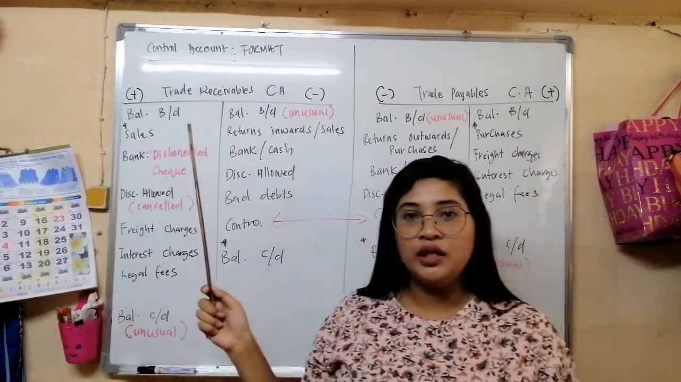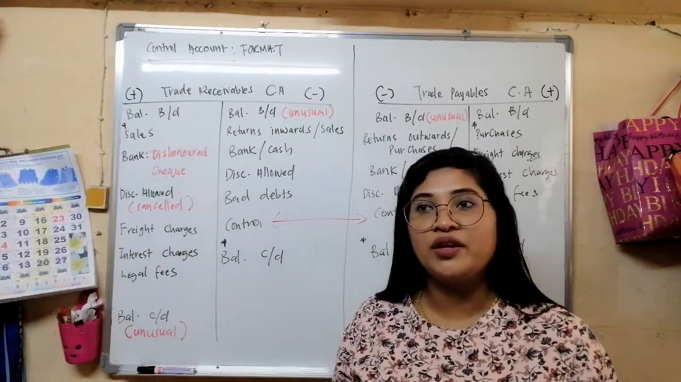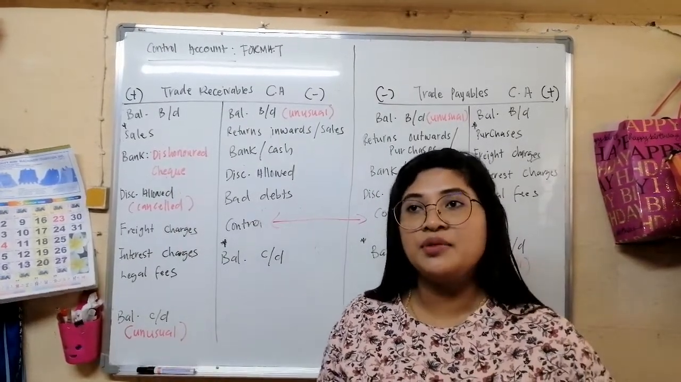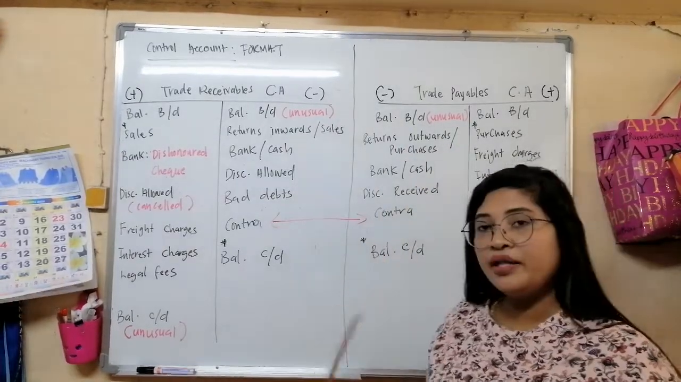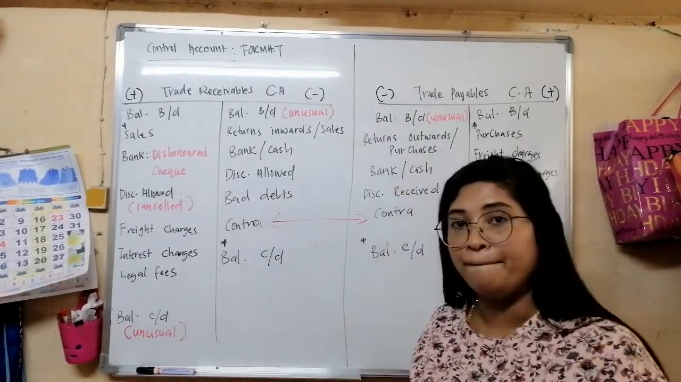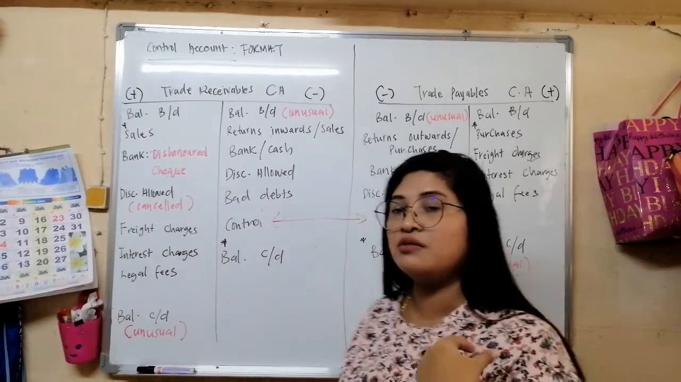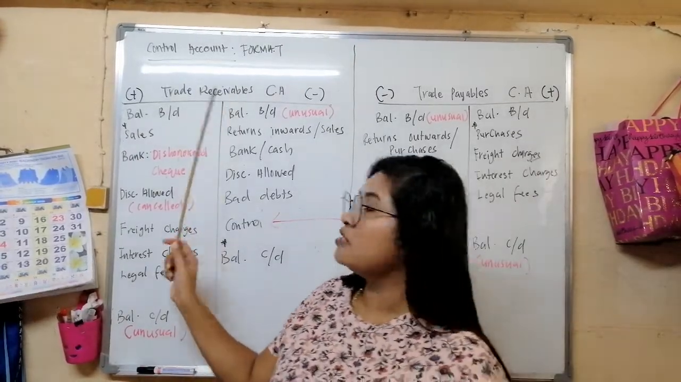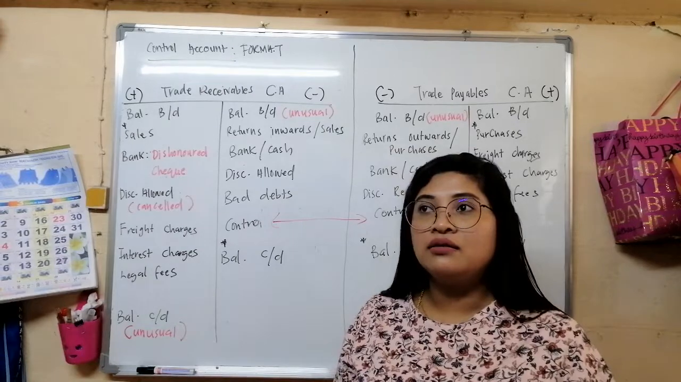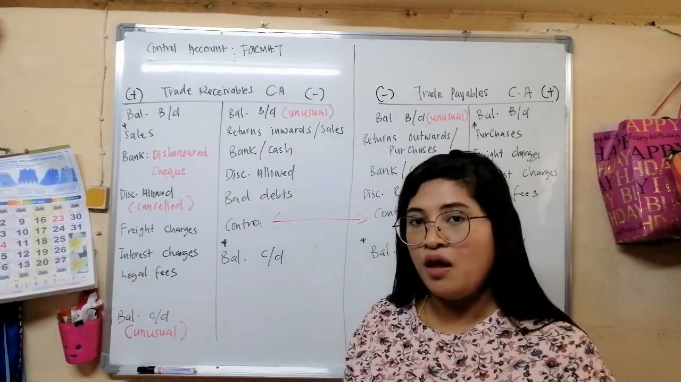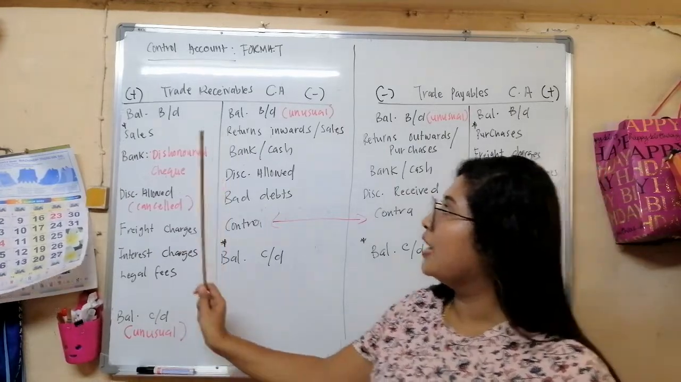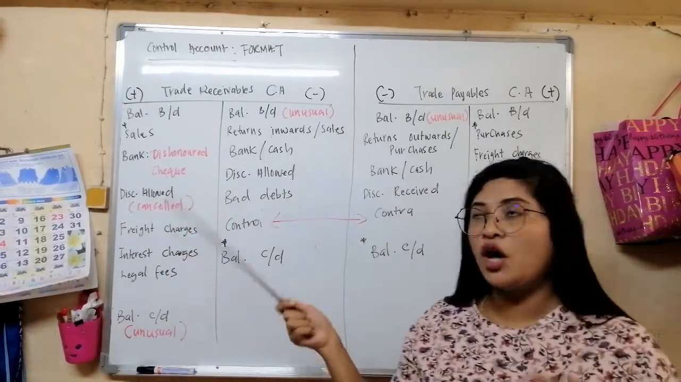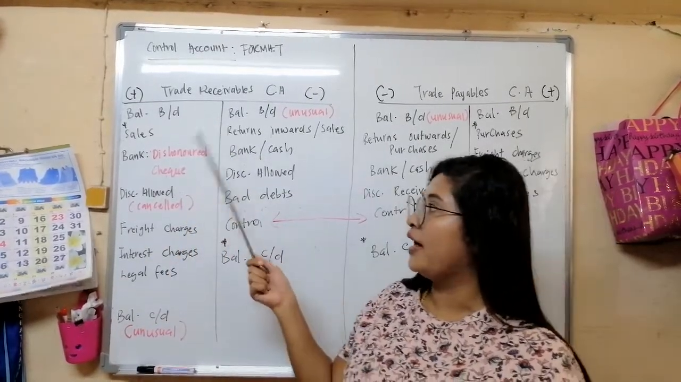For trade receivable means someone that owes to us, means someone that is in debt to us. But trade payable means someone that we owe to them, means we purchase things from them. And for trade receivable, we sell goods to them, so that's why they owe to us. So for control account, first we will look at the trade receivable control account.